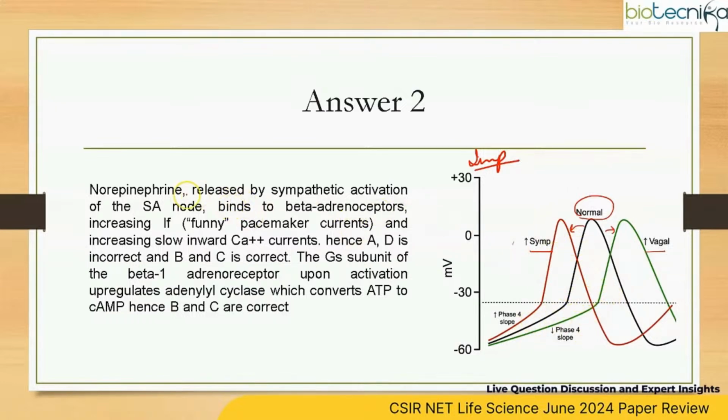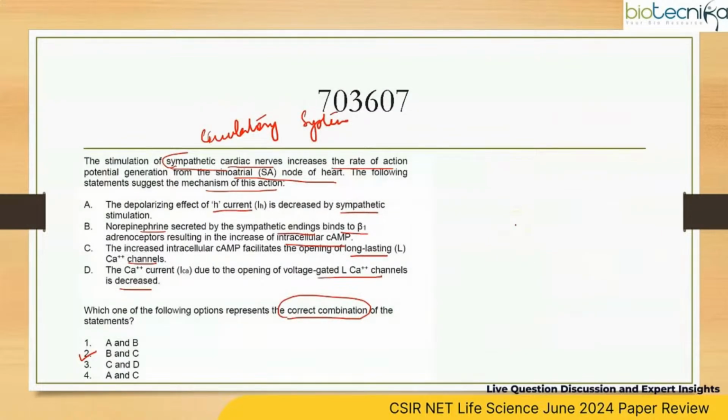So when there is sympathetic stimulation, norepinephrine is released and binds to certain receptors, that is the beta adrenoreceptors. So it increases the funny pacemaker currents. The current will increase, so IH will increase instead of decreasing. The statement says IH decreases, so this is incorrect. When there is a depolarizing effect, the currents will increase.